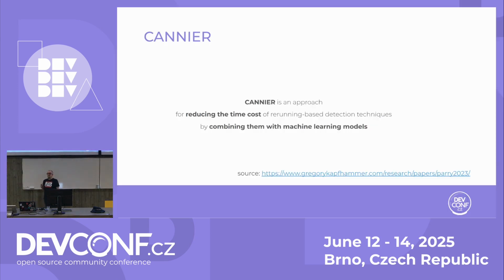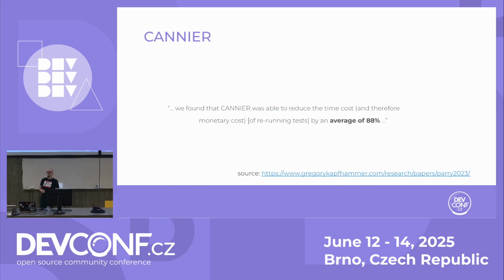CANNIER tries to fix that problem by cutting down on the number of tests that you are going to rerun. They are trying to predict how flaky a test is, in order to then not run it if you know it's unflaky. That's basically the idea. They said their studies found that they could cut down the rerun time on average by 88%, which is a lot, even when you're multiplying your test run times.